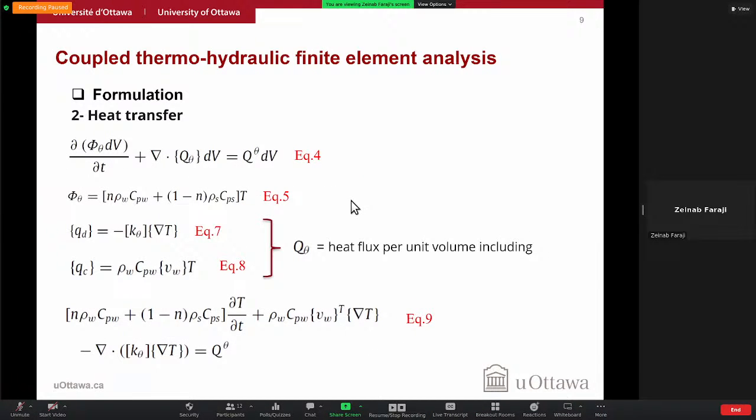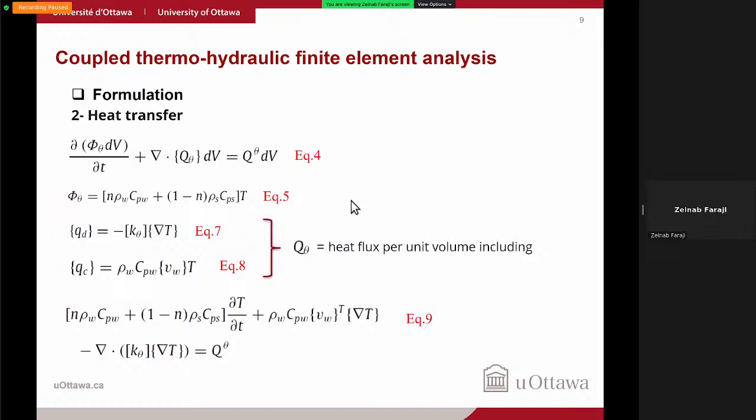The heat flux term, q_theta in equation 4, can be written as the sum of q_D and q_C, which are conduction and convection, as we can see in equation 7 and equation 8. If we rearrange equation number 4 with equations number 5, 7, and 8, we finally arrive at equation number 9, which is the equation of heat transfer.